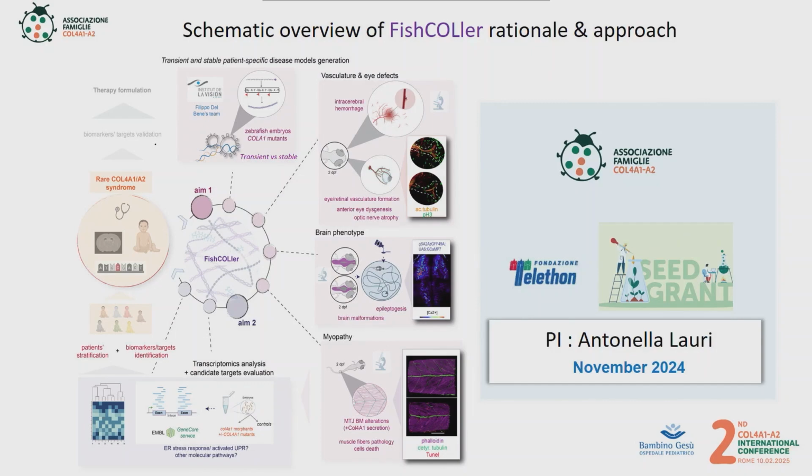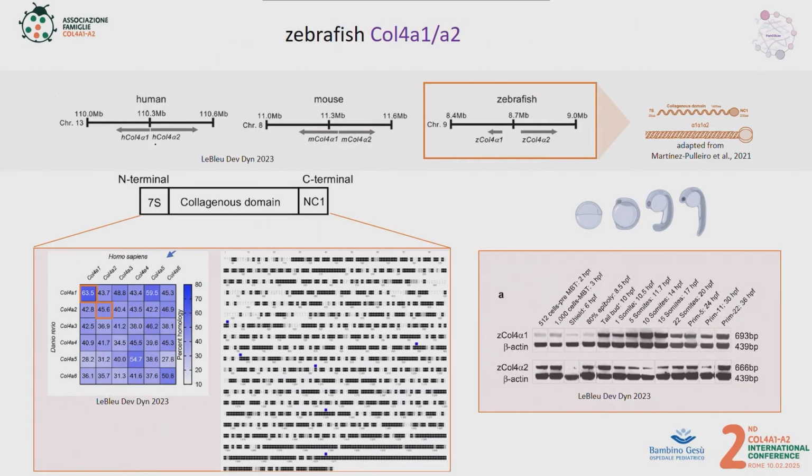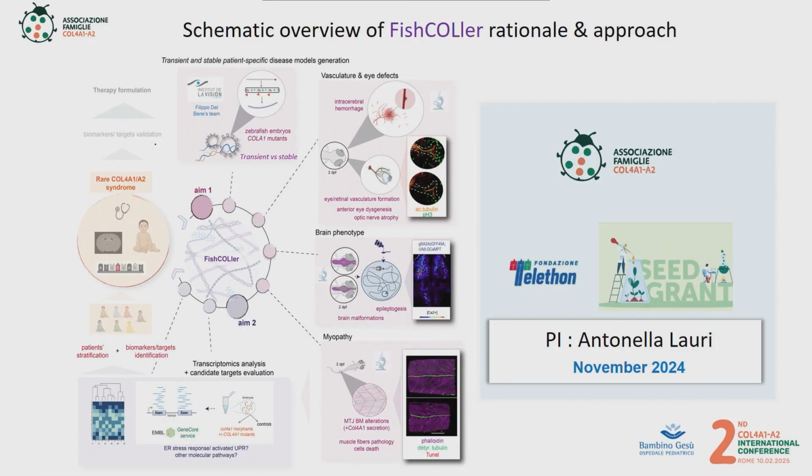I don't have data to show you because, of course, the animals are being injected and they are growing, so this is very early. We just started in December. But so far we try to understand what we can do with the model. Something that we started to do is to analyze the loss of function model, the animal treated with morpholino that downregulates the messenger RNA.